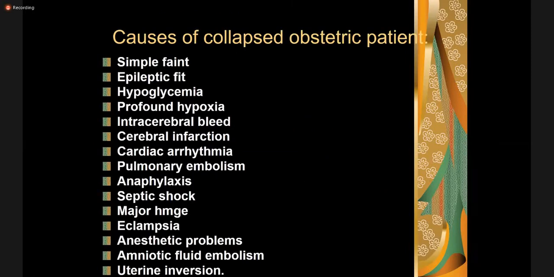Now, also collapsed obstetric patients. So let's talk about the normal. A woman has come to you with an emergency in a collapsed condition and she's pregnant. So what do you think of?